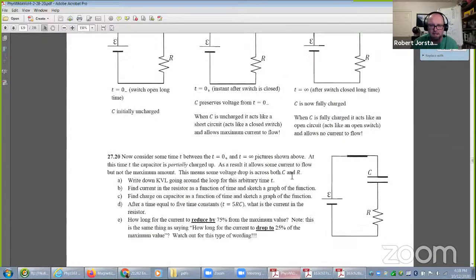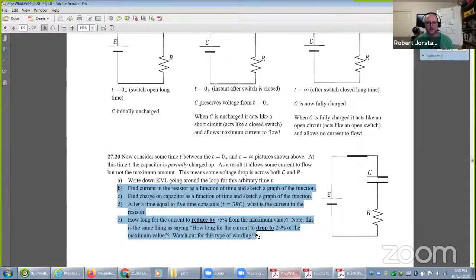So last time we started, and I think we did just this first step here. Write down KVL going around the loop for an arbitrary time. Great. And then I think I started doing a spreadsheet or something. Let's go ahead and do actually 27.20 parts B through E, and just get a feeling for the types of words I might use, what I would expect you to do, et cetera. So we're going to pick up at 27.20. I'm going to make that a little bigger.